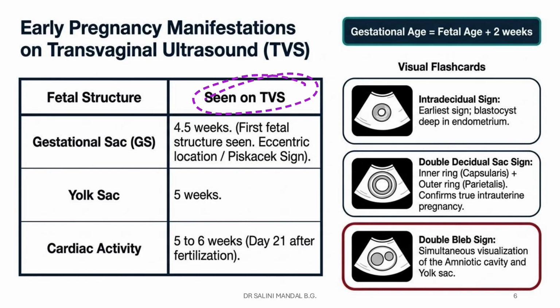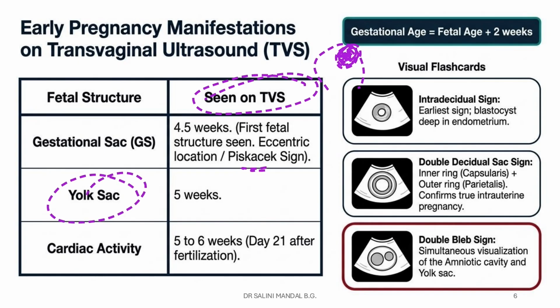It has an eccentric location, and what happens is that when there is growth over here, it is going to be only on one particular part. So you can see that there is no symmetry over here. That is what we call the Piskacek sign.